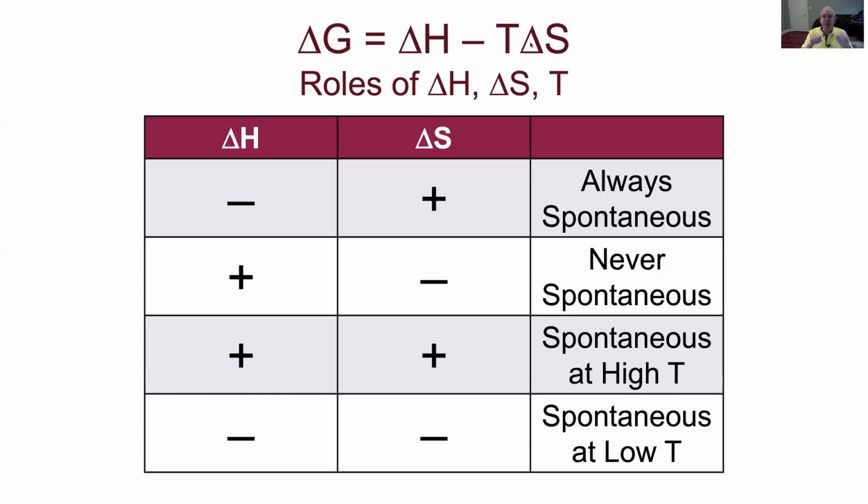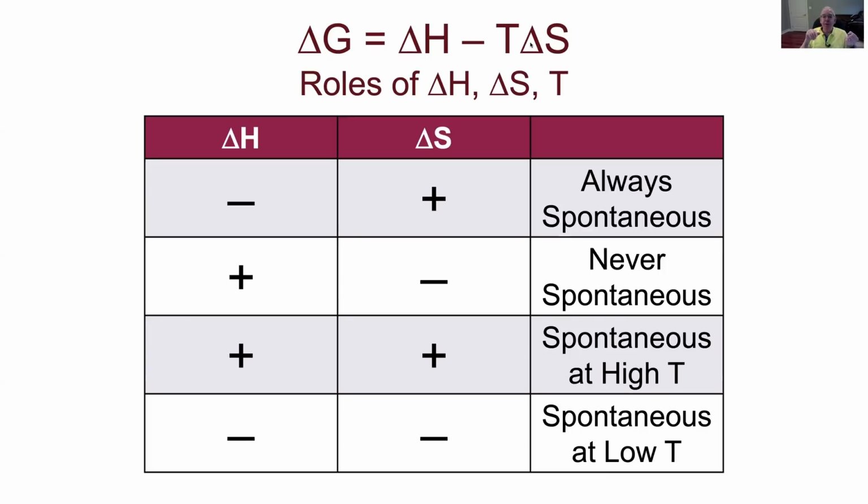Second row, if delta H is positive and delta S is negative, then both factors are actually against the reaction. That says there's no temperature I can put in that would make it spontaneous, right? Because if the first term is positive and the second term is positive, then the combination of them is always going to be positive, right? And so there's nothing I can do to make that reaction be spontaneous.